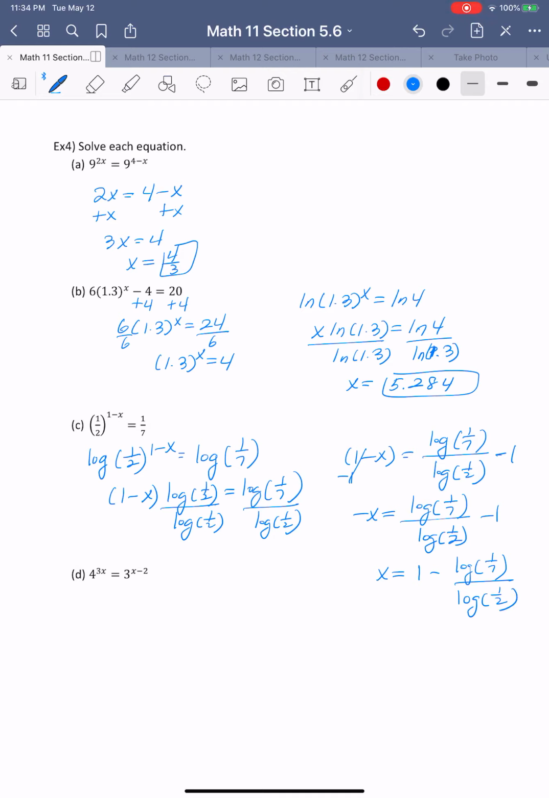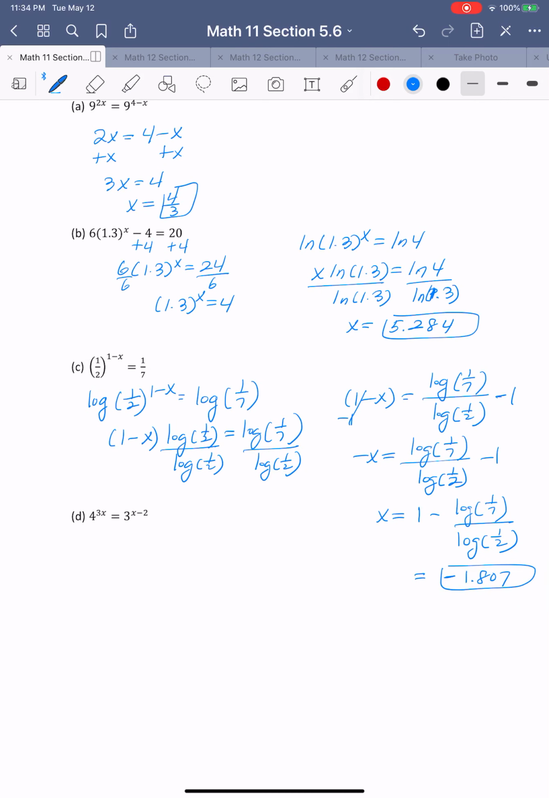about negative 1.807. All right, the last one for this example. With 4 and 3, there's no way we can match the bases, so I just take the ln on both sides.